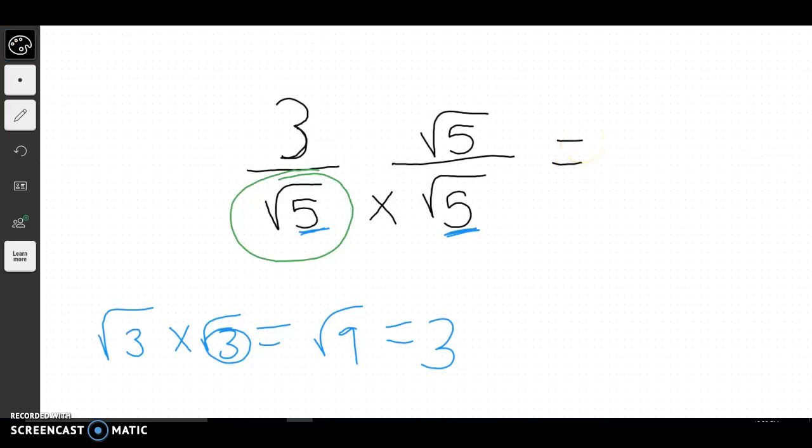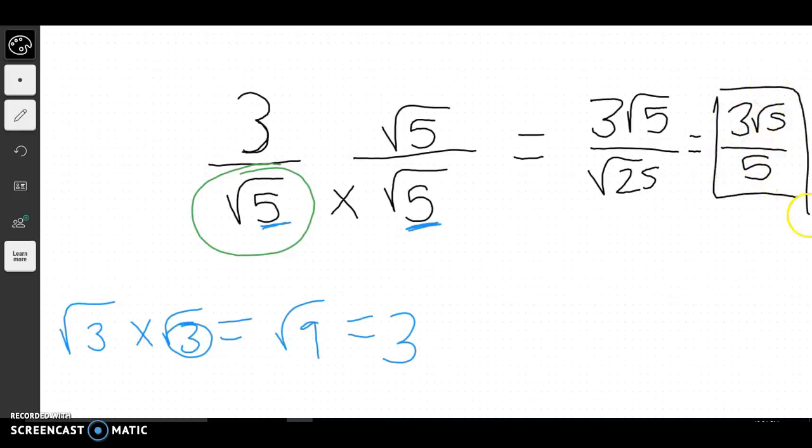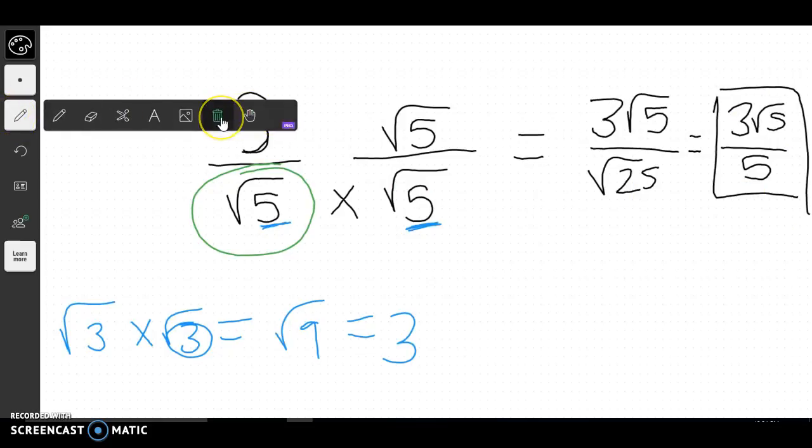So for this case, choosing 5 is good because we'd get 3 radical 5 over radical 25, and that would give me exactly what I needed, which is 3 radical 5 over 5. And that would be my final answer right there. Let's try another one.